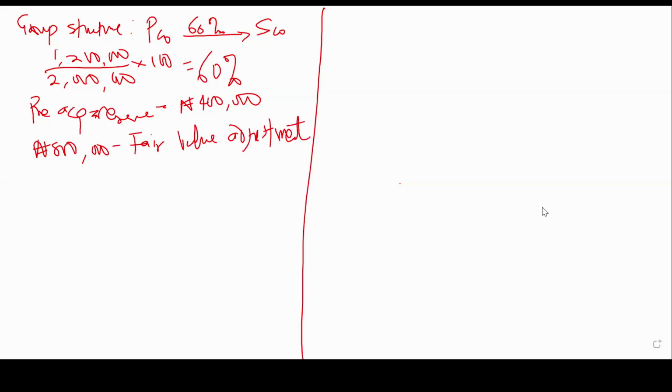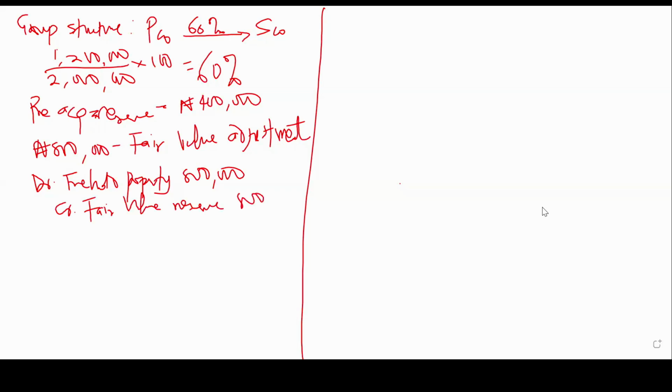Number one. Now, how do I go about treating that? They said it is coming from freehold property. So I'm going to debit freehold property 800,000 naira. All right. And then I'm going to credit fair value reserves, additional 800,000 naira. All right.